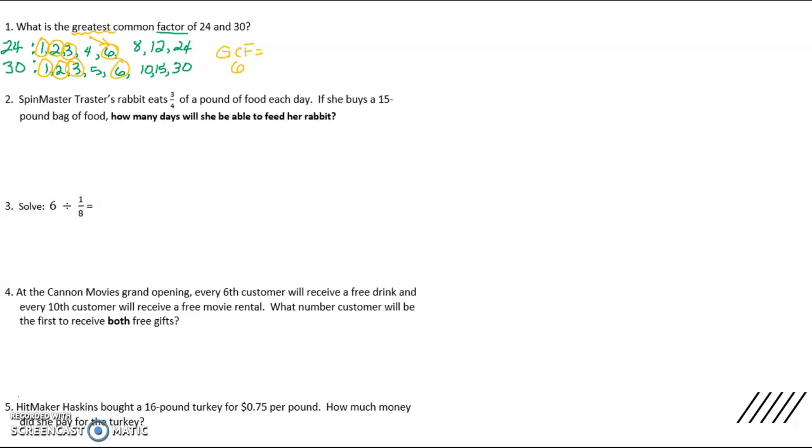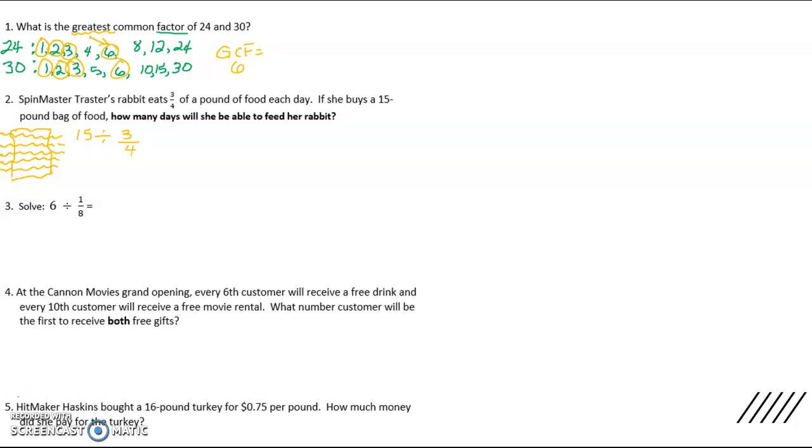So I like to visualize things, and sometimes this helps me when I draw things. So let's say she has this big old bag of food. It's 15 pounds, and it's saying the rabbit eats 3/4 of a pound. So that means I am dividing this bag up by how much she eats each day. The reason that's important is because I need to know what operation to perform here. Since I am dividing up this food, I am dividing in my problem. So my math sentence is 15 divided by 3/4.